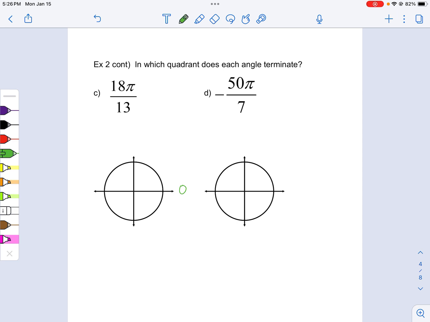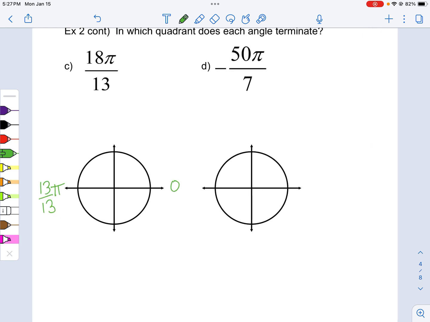Okay, so let's talk about labeling the circle. So if I start over here on the far right, that is 0 or 0 pi. And if I go over here to pi, I know if I use fractions, this has to be 1 pi. Since we're talking about a denominator of 13, that's going to be 13/13. Okay, so if this is 13 and I go another 13, that means 2 pi, like we've talked about before, has to be 26 pi over 13.